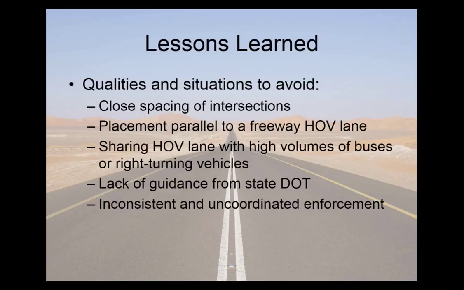From these particular case studies, we can take a few lessons. Things that should be avoided are close spacing of intersections. Intersections interrupt the flow of high occupancy vehicle lanes, so turn restrictions might be needed. The Montague Expressway in California was placed parallel to a freeway HOV lane, which undermined its usefulness. So placement next to a HOV lane on a freeway might not be a good idea.